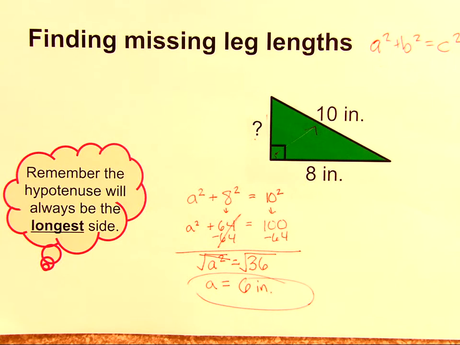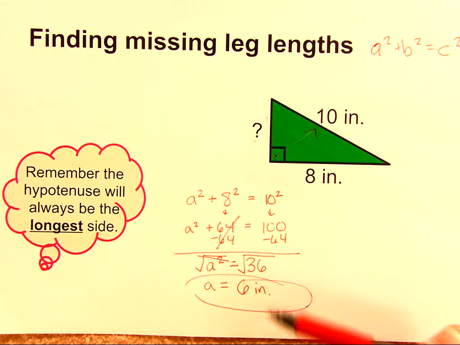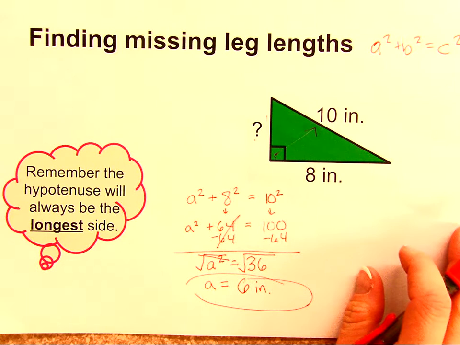A good check, to make sure we didn't make any math errors and we set the problem up right, is that our hypotenuse should still always be the longest side. So 10 is longer than my leg, so I probably did it right.